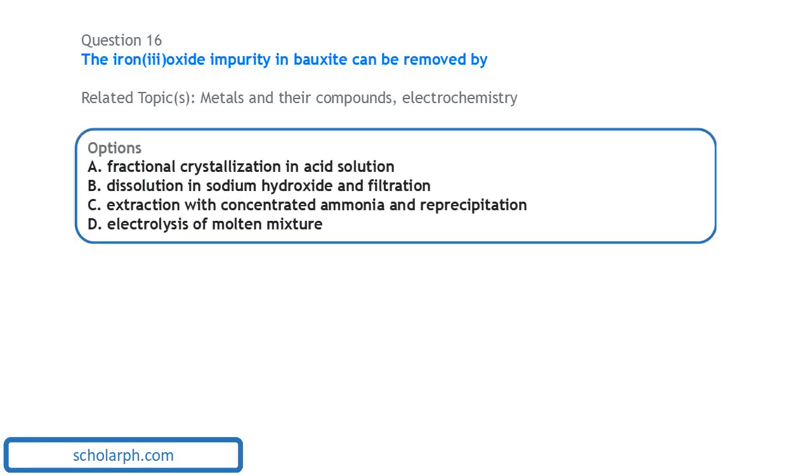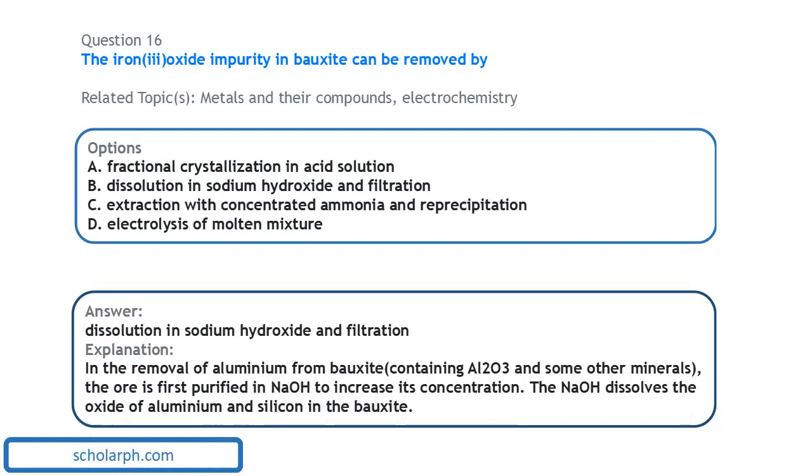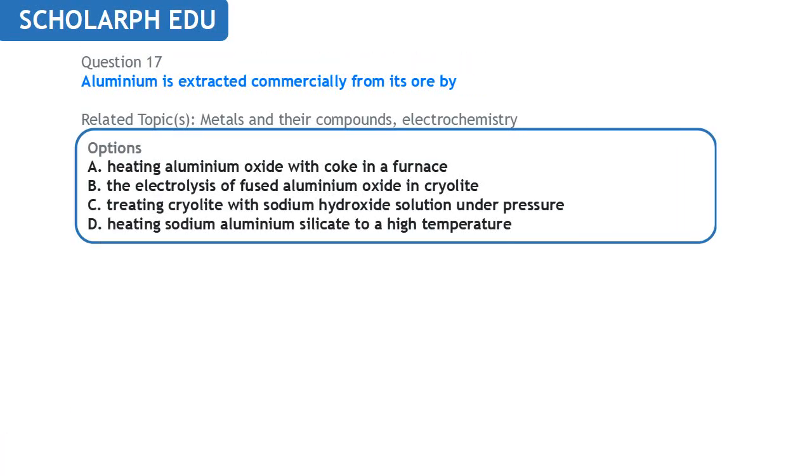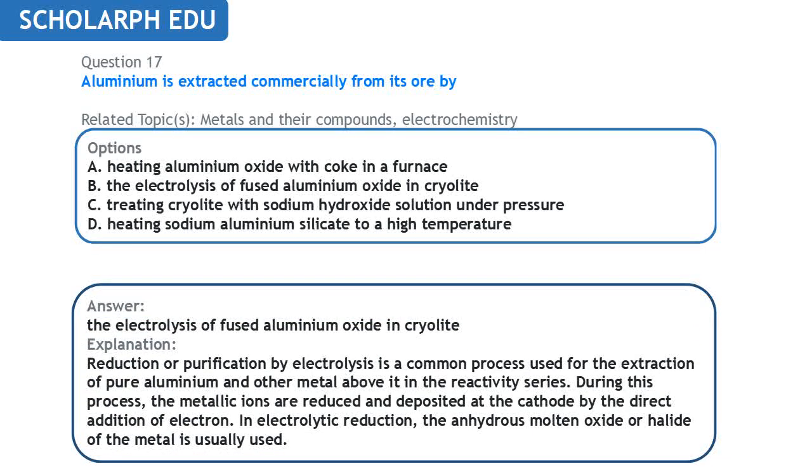The iron 3 oxide impurity in bauxite can be removed by the dissolution of the bauxite in sodium hydroxide and filtration. Dissolution first followed by filtration. Aluminum is extracted commercially from its ore by the electrolysis of fused aluminum oxide in cryolite.